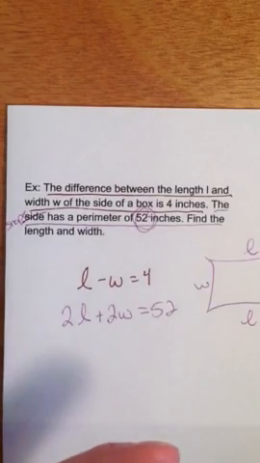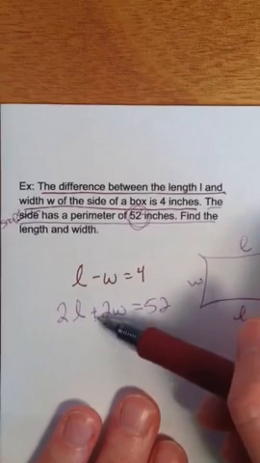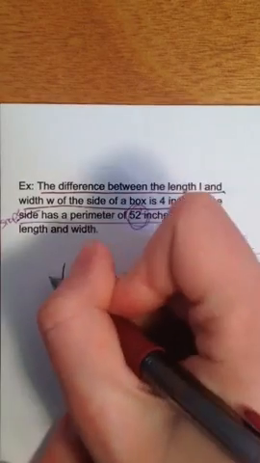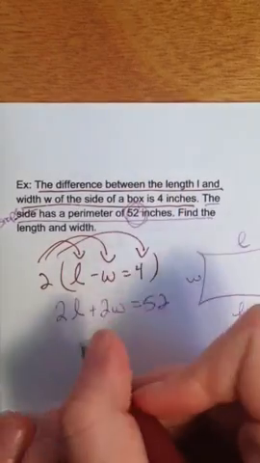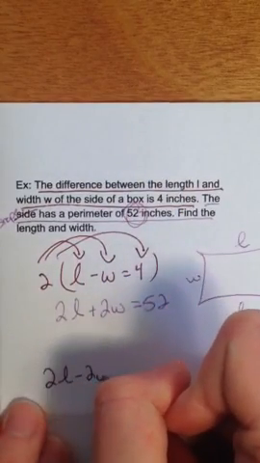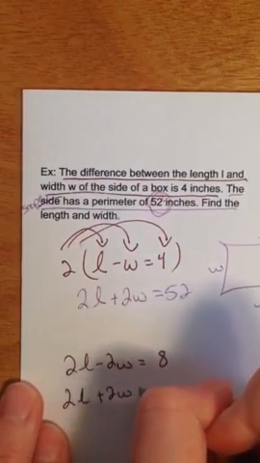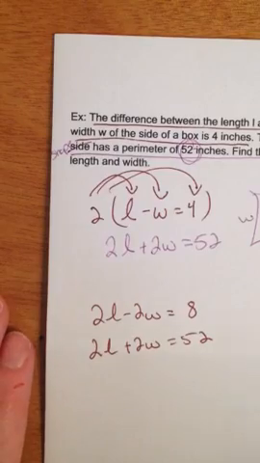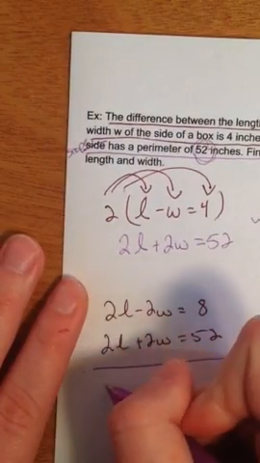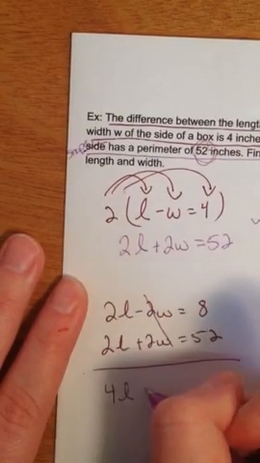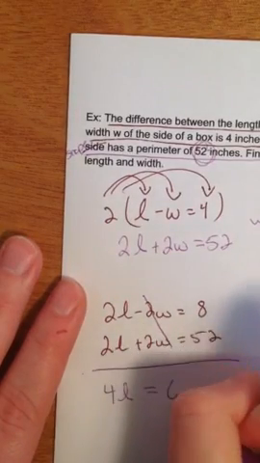But now I've set up my 2 equations. Life is easy. I noticed that the W's, one is positive and one is negative, so I'm going to multiply the top one by 2. So I'm going to distribute it to every piece, not like I did in the last one. So I get 2L minus 2W equals 8. Then I'm going to rewrite this nice bottom equation here. Okay, and now the work should be pretty easy. 2L plus 2L gives me 4L. My W's cancel, equals 8 plus 52 is 60.